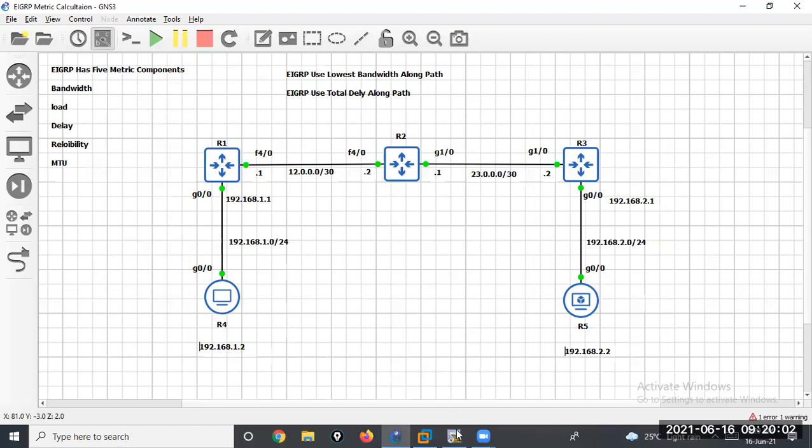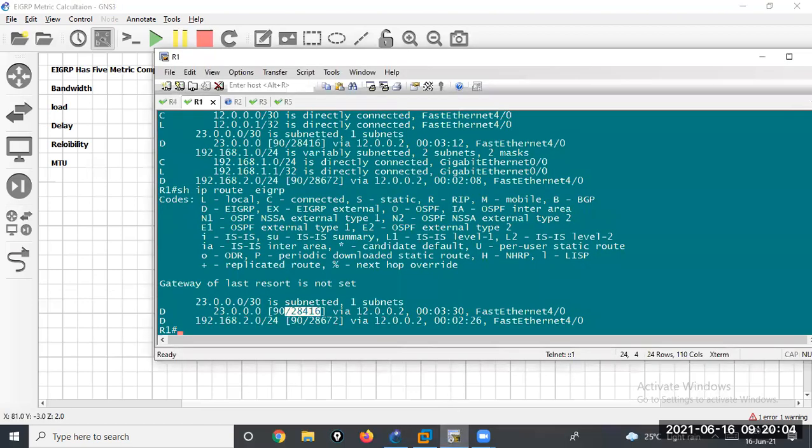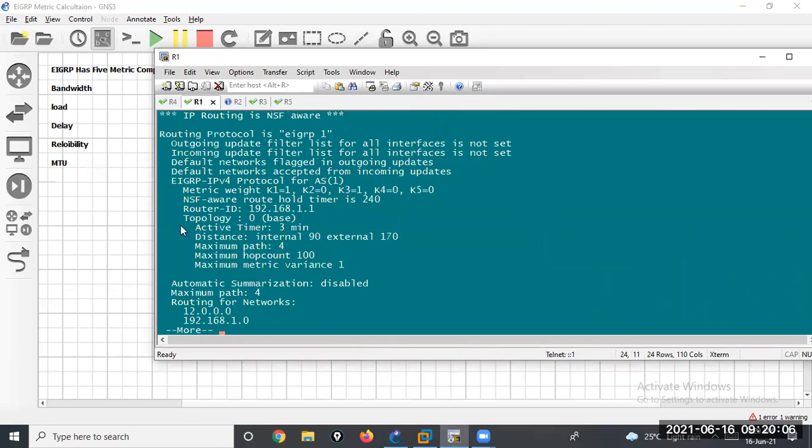Now come to router 1. See in router 1, show ip protocols. So these are the metric weights, right? K1, K2, K3, K4, K5. By default, K1 and K3 are enabled, right? On bits. Enabled means on. K1 equal to 1 means it is on. K3 equal to 1 means it is on.